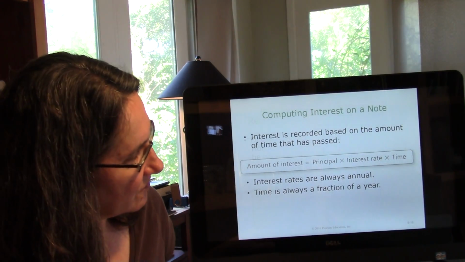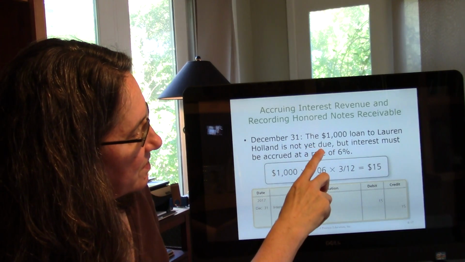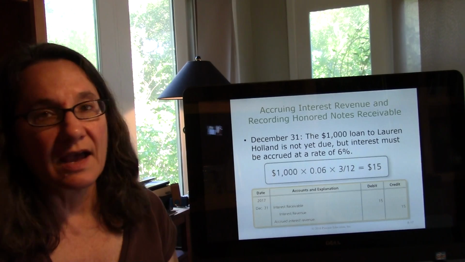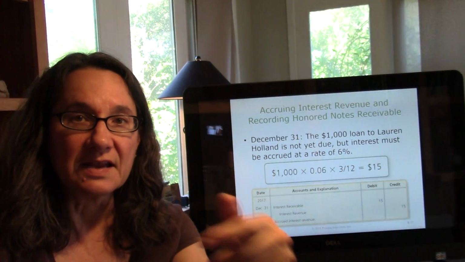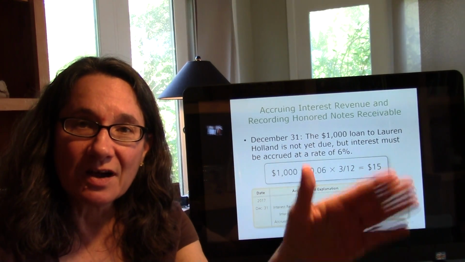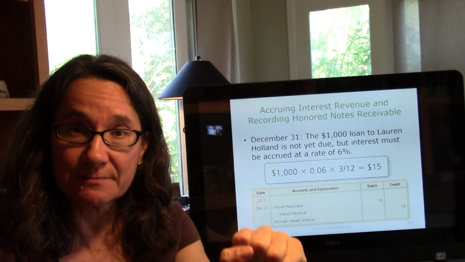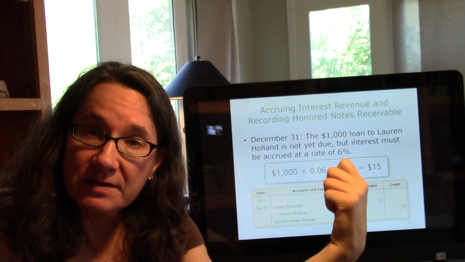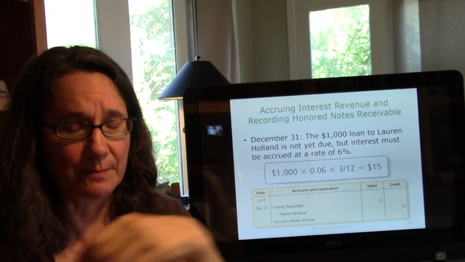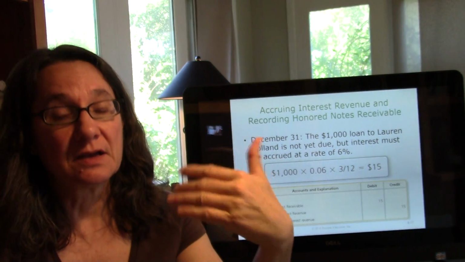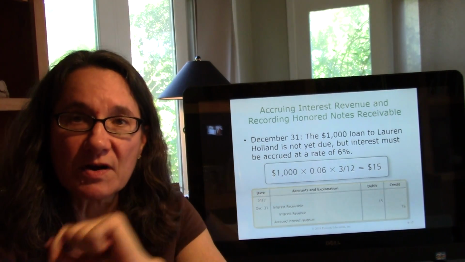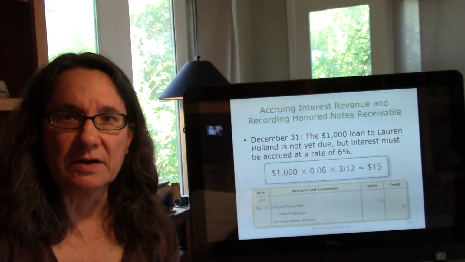So let's do this for our note. There you go, December 31. The loan to Lauren is not due, but interest must be accrued at a rate of 6%. Remember, at the end of the year, we do those adjusting entries to match our revenues and expenses to the period. Well, interest is a revenue. We're going to get some interest revenue. All right, she hasn't paid it, so it's going to be interest receivable, but we're going to record it so we get it in the right period.